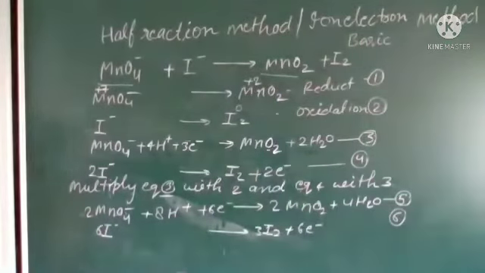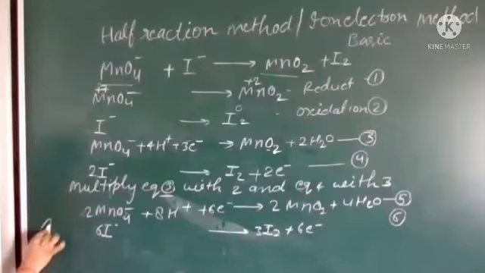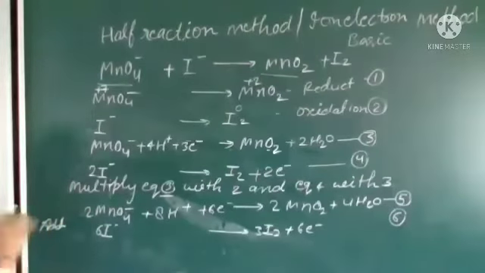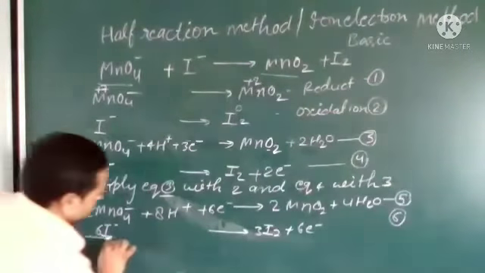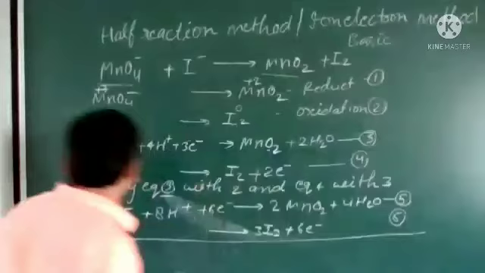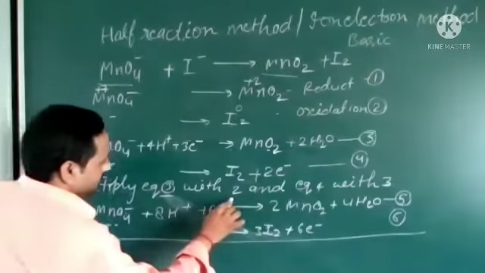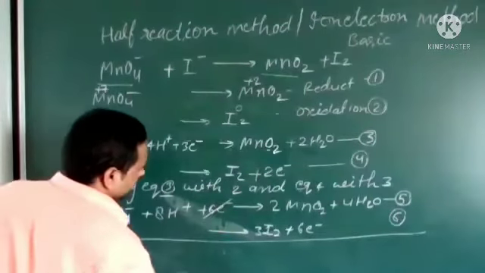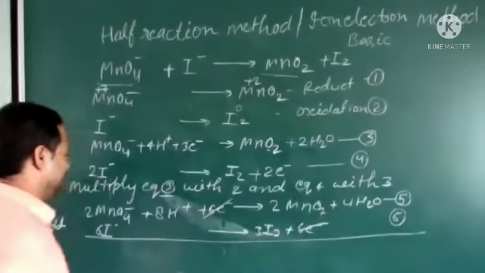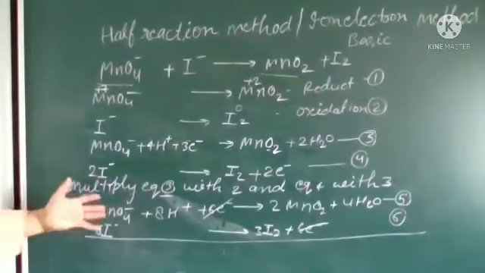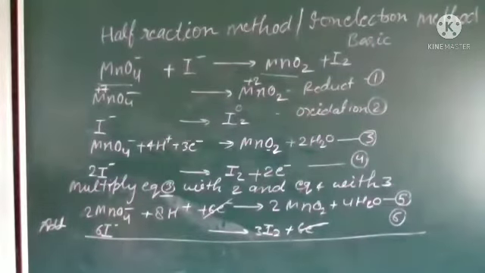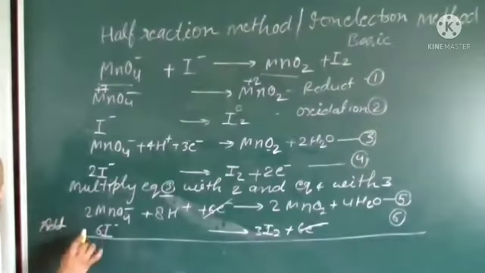So now add both equations. Whatever is common on both sides, if equal, we will cancel. 6 electrons this side, 6 electrons that side, we can cancel. So what is remaining? Let us see here. Everyone look at the board.